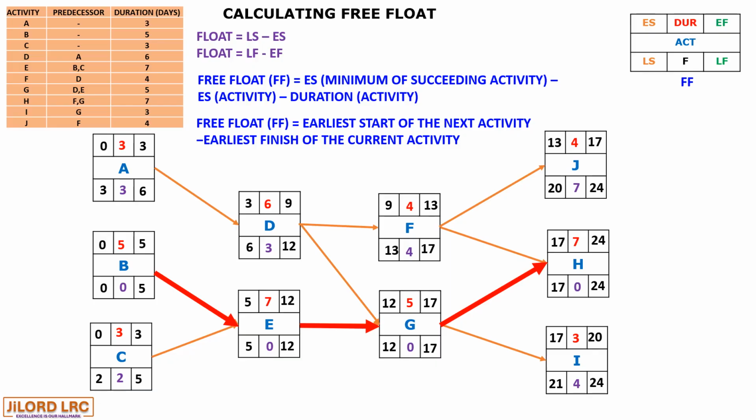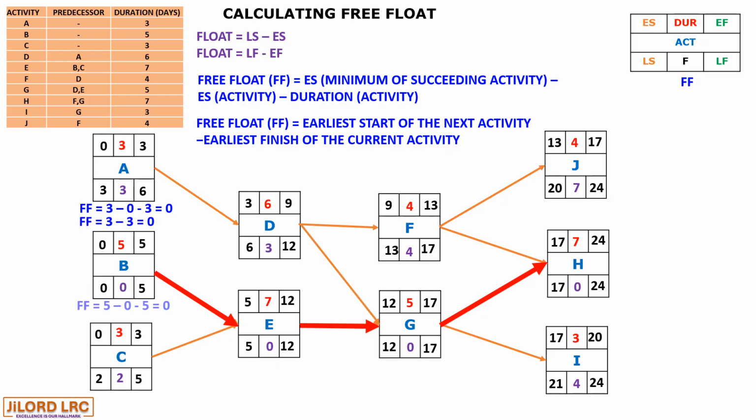So let's start with activity A. Let's calculate the free float. So the early start of the succeeding activity is 3 minus the early start of activity A, which is 0, minus its duration 3, giving us 0. Use the second formula. It is the early start of the succeeding activity minus the early finish of the current activity. So that is 3 minus 3, giving us 0.